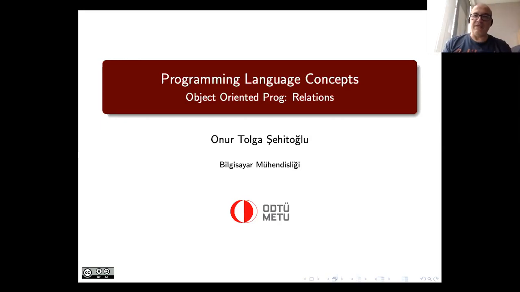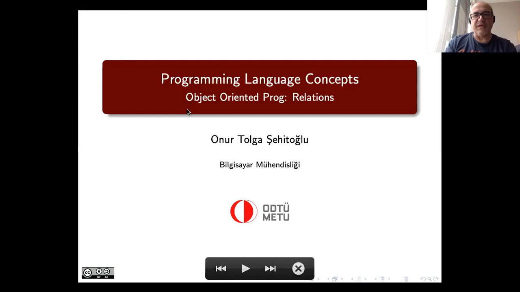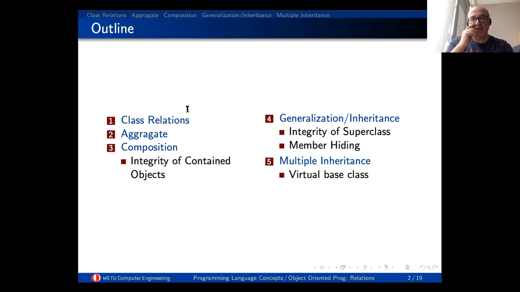So today in the slides we will talk about the multi-object case when we have more than one object and how they interact. And we have three basic relations. We will talk about them and their constructors and integrity. And then we will talk about the most important part, which is the inheritance relation.